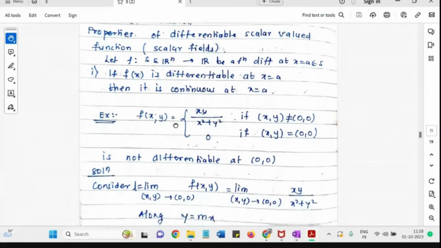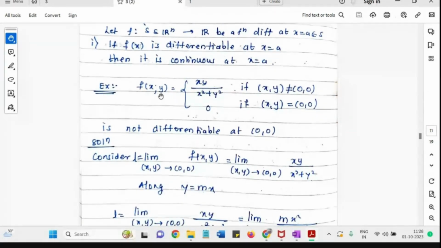So let us have a look at this function. I have a function f of x comma y given by xy upon x square plus y square if x comma y is not equal to 0, 0, and 0 if x comma y is equal to 0, 0. I want to show that it is not differentiable.